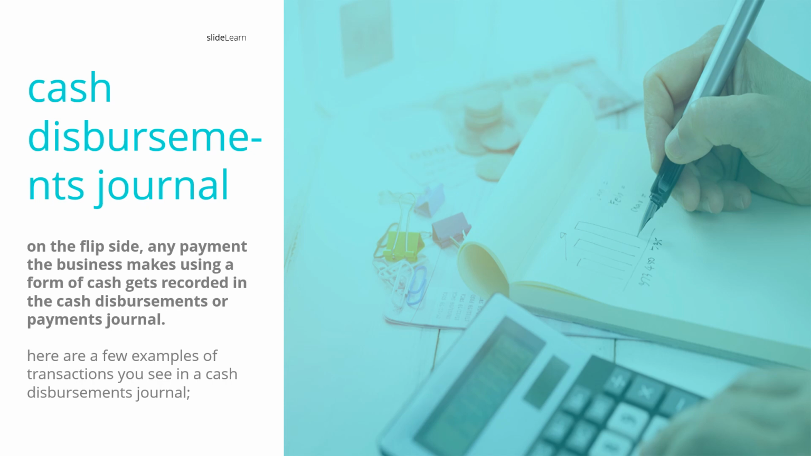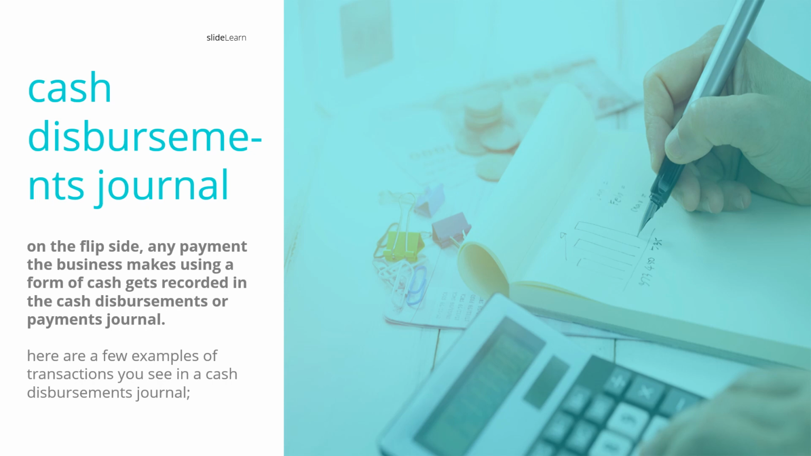On the flip side, any payment the business makes using a form of cash gets recorded in the cash disbursements or payments journal. Here are a few examples of transactions you see in a cash disbursements journal. Number 1. Merchandise purchases. When a merchandiser, a company selling goods to the public, pays cash for the goods it buys for resale, the transaction goes in the cash disbursement journal.